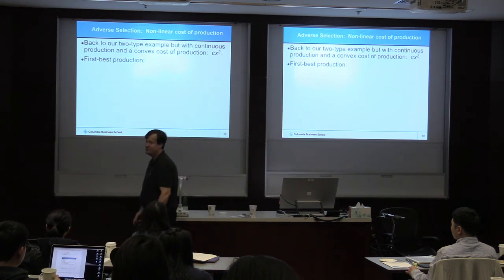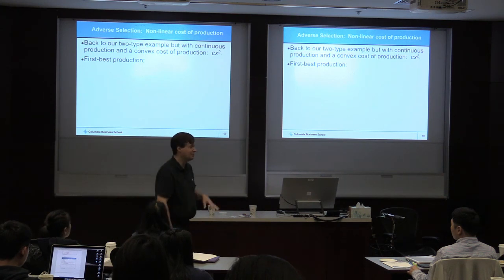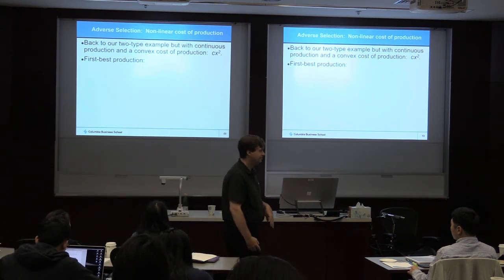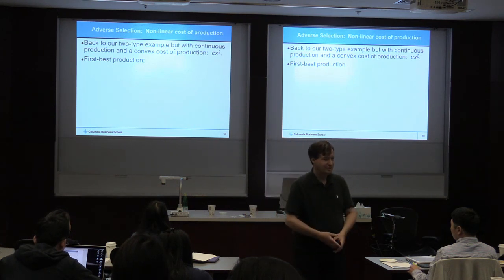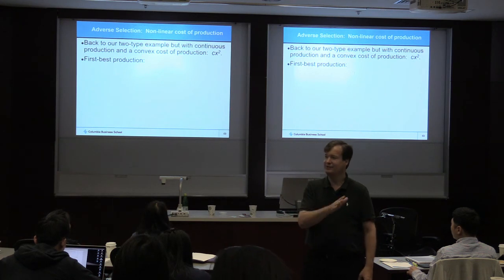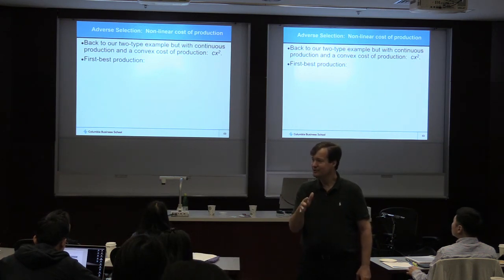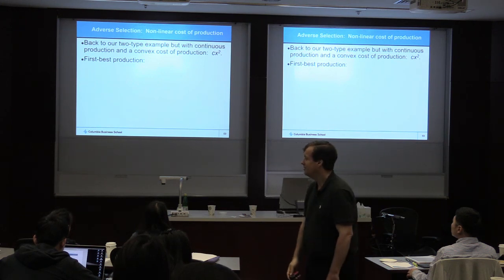Non-linear production, so just to get a model where the agent is still risk neutral, but non-linear production, the cost of production is convex. What's going to change? Basically, for the worst type, you don't go down to 0. You still produce, but you limit their production in a way to save rents for the higher type.